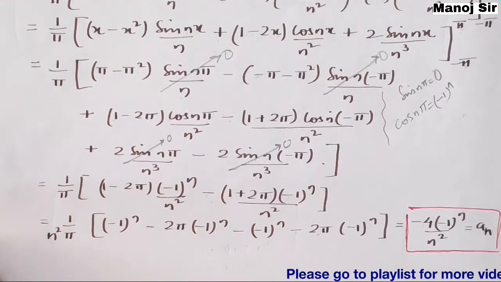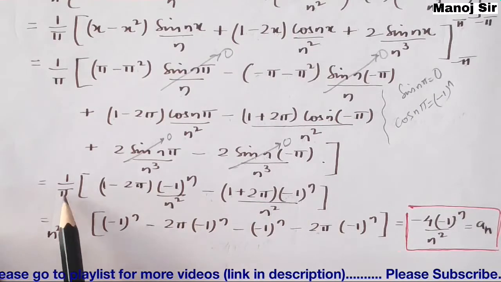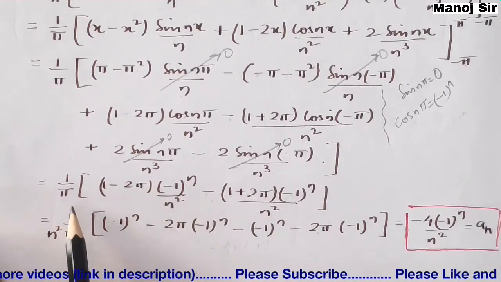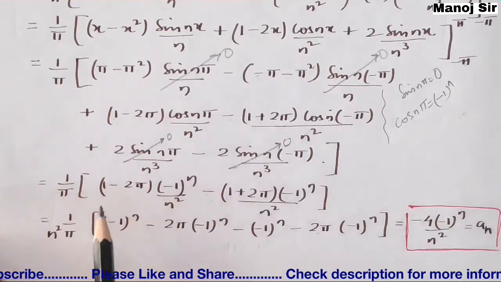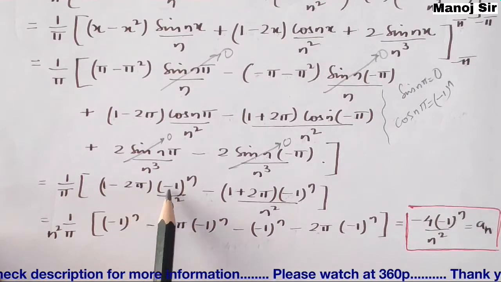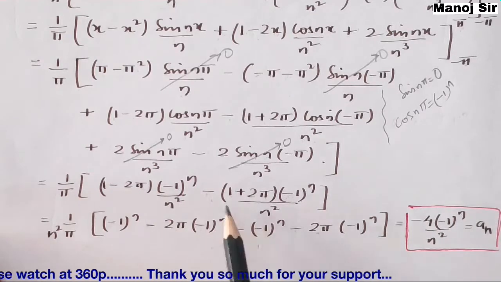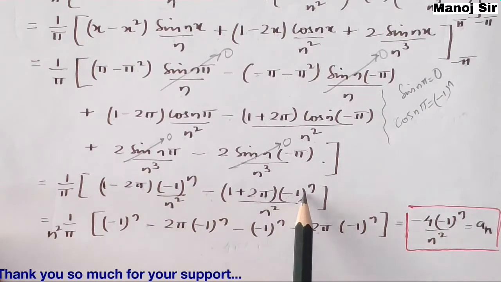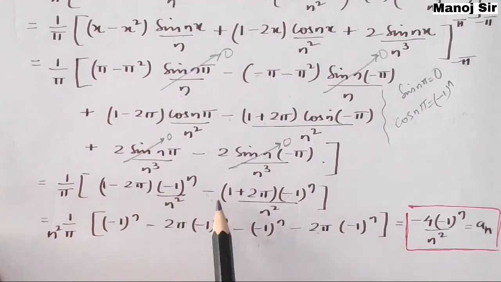Now taking this n square here, we have 1 upon n square into pi. Simply open this bracket, that is 1 into this, that is minus 1 power n, minus 2 pi into this, that is minus 2 pi into minus 1 power n. Here again, 1 into this with negative sign, that is minus of minus 1 power n.